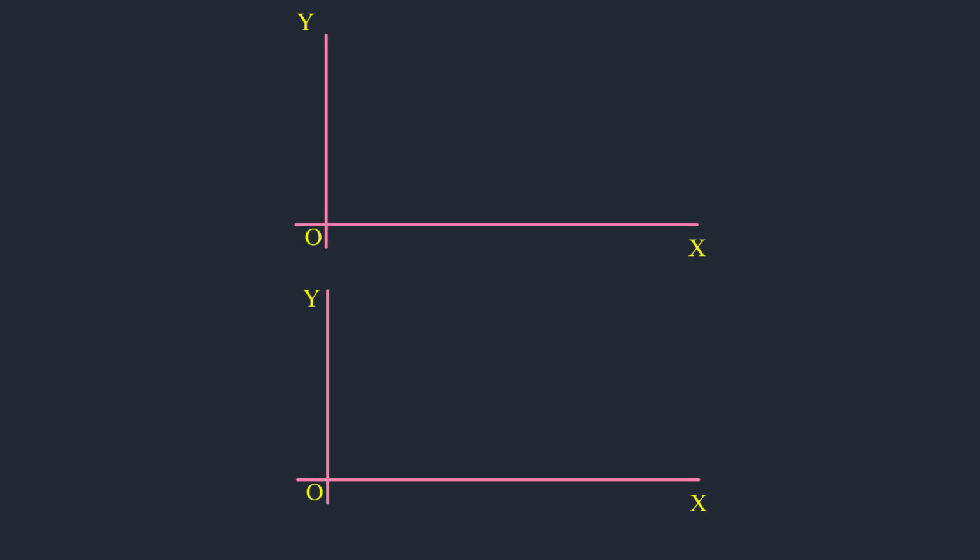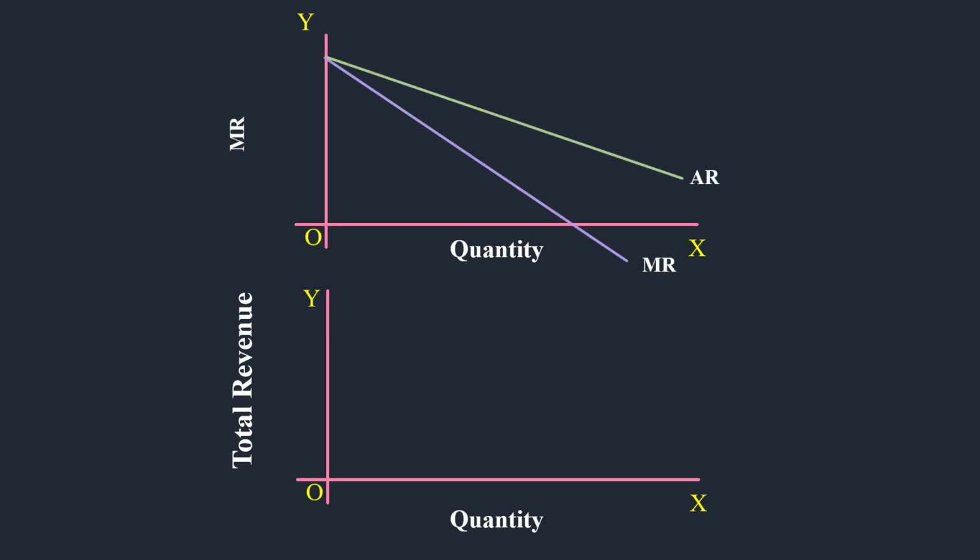In both the graphs, label the axes. In both the graphs, label the x-axis as quantity. In the upper graph, label the y-axis as marginal revenue. In the lower graph, label the y-axis as total revenue. In the upper graph, draw the average revenue and marginal revenue curves as shown. Name them. Label the points A and B as shown by me.